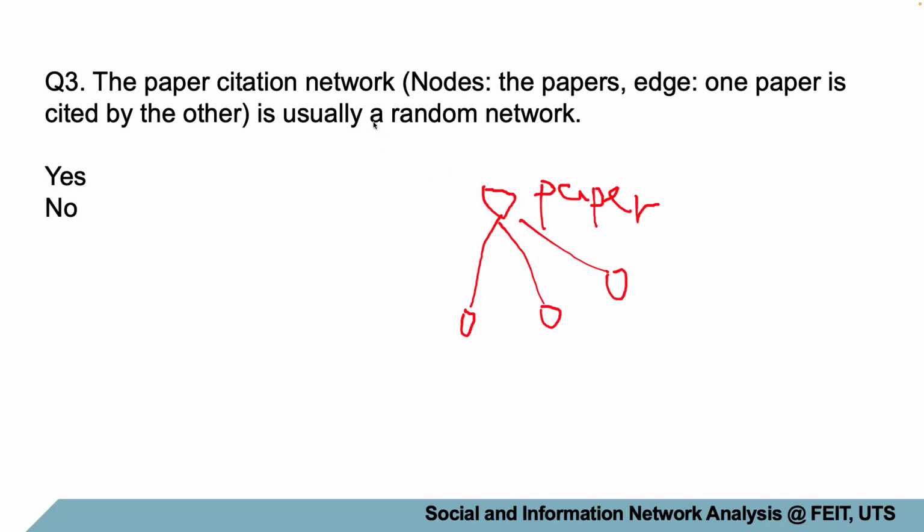The answer is no. It is not. A paper citation network, like we introduced, usually has a few papers with really high citations, and many papers where the citation number is very small. So it is more like a scale-free network. It's not a random network.